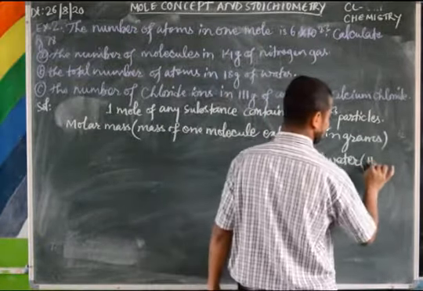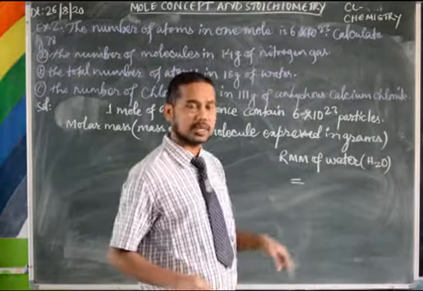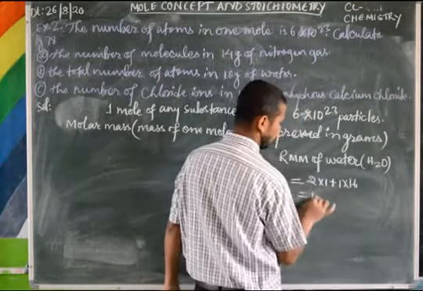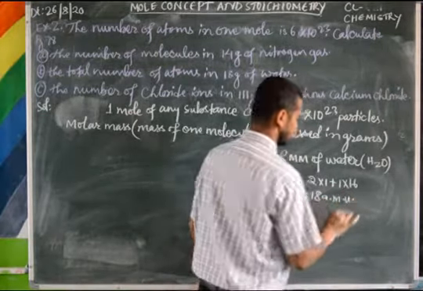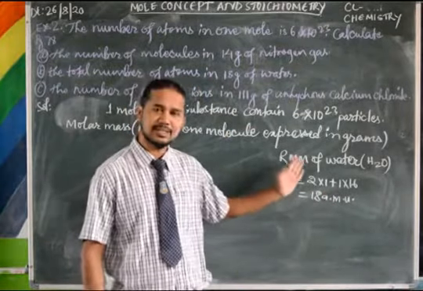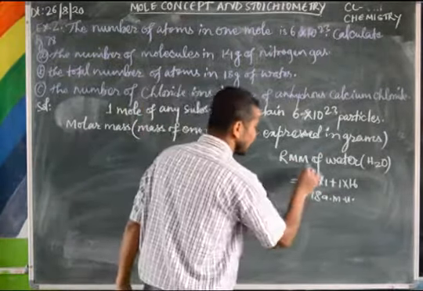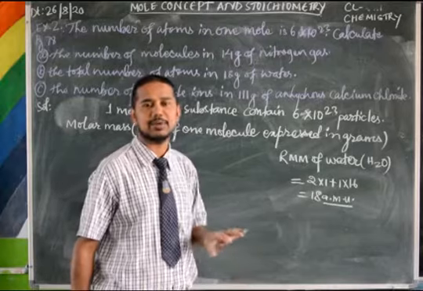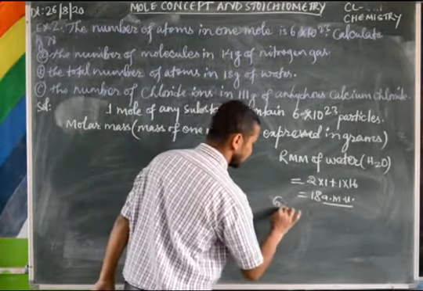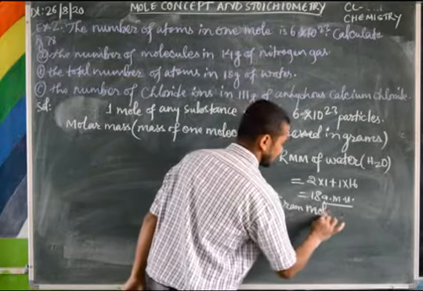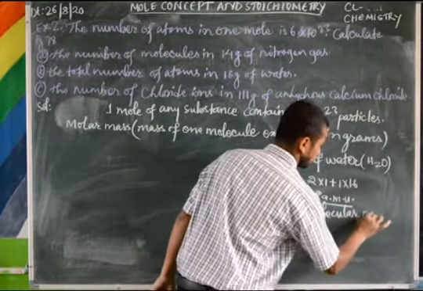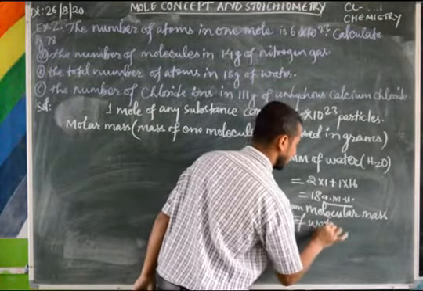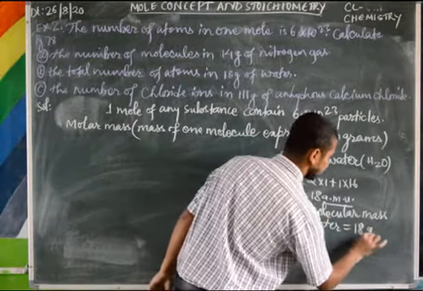What is the formula for water? H2O. Relative molecular mass of water is 2 into 1 plus 1 into 16, that is 18 AMU. This is relative molecular mass. So when you write this mass in gram, then that becomes gram molecular mass. Gram molecular mass of water is equal to 18 gram.